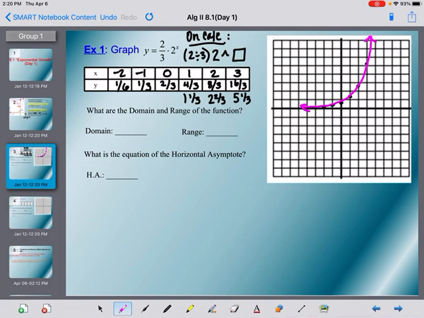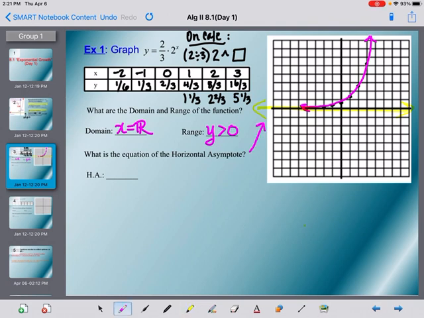So what are my domain and my range? Well, I just said my domain is x equals all reals. My range, well, my graph only lives above the x-axis. So my range is y values greater than 0. Not greater than or equal to 0, because remember we discussed that we have that horizontal asymptote, and that horizontal asymptote is right here at y equals 0 on my x-axis.